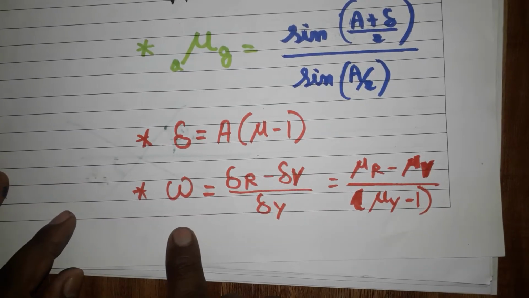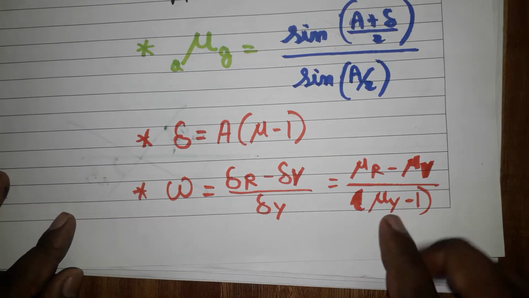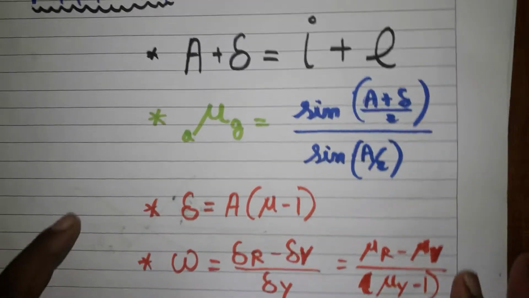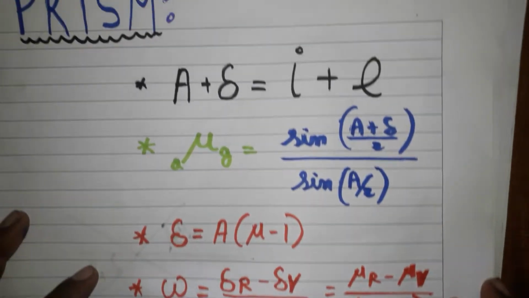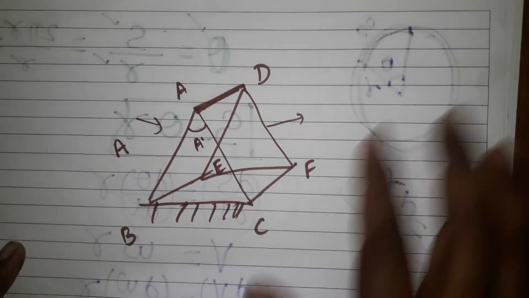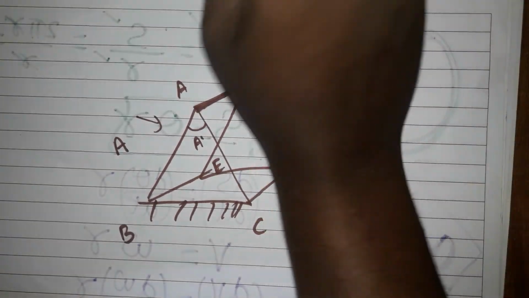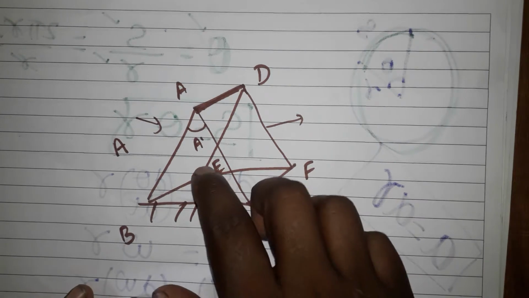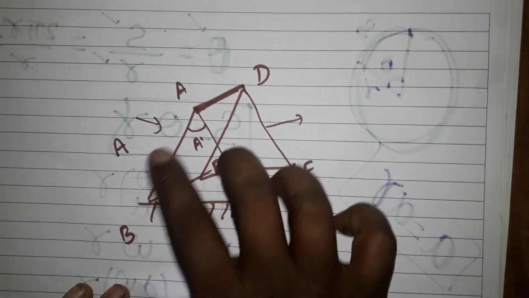And for dispersive power, we can write two equations like this. Today we are going to learn how to derive these equations from the prism. First we will learn about the prism. What is a prism? A prism actually has 5 faces. In a 3-dimensional way, this is a prism. Two faces are triangles and three are rectangles.